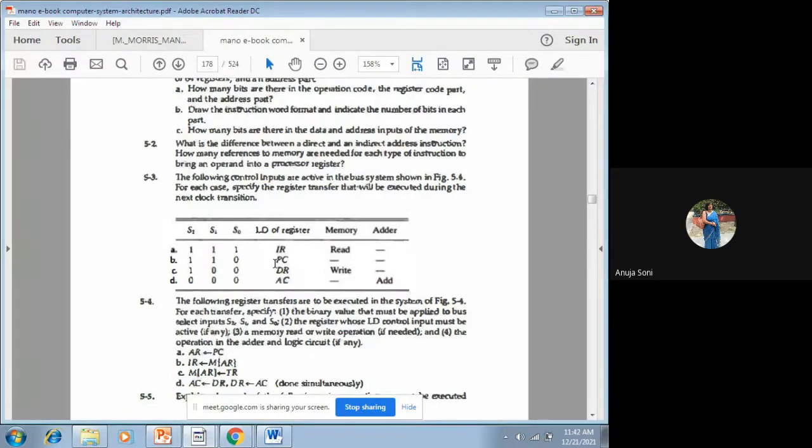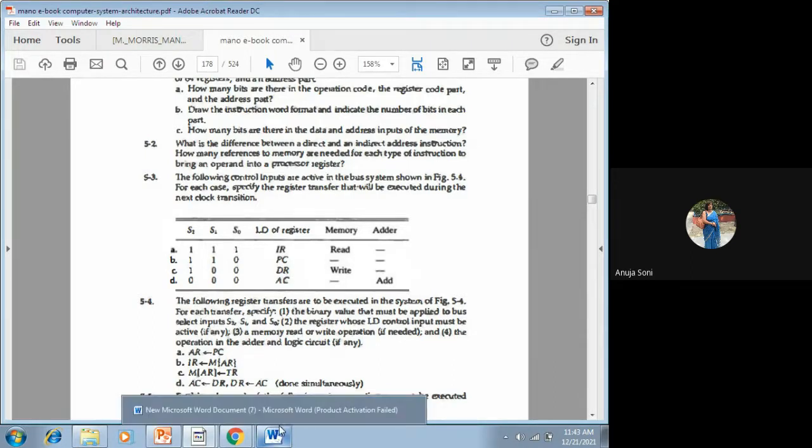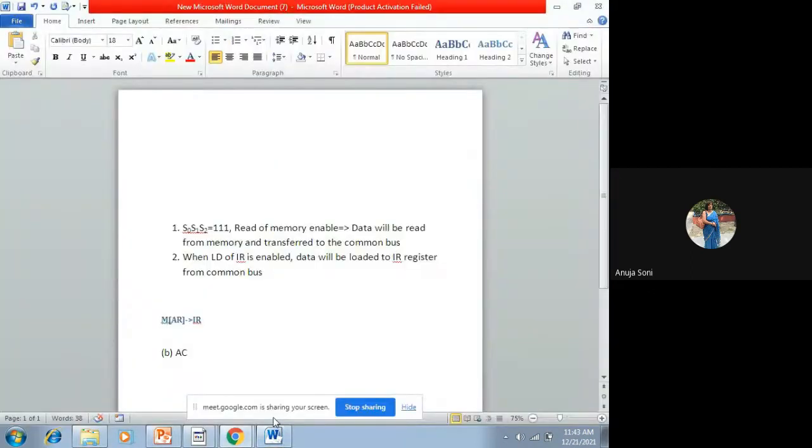Data will be read from AC. Why? Because the value written in S0 S1 is 100, that is, it stands for value 4, and 4 is written in front of AC. Data will be read from AC and placed on the common bus. Afterwards, the load signal of register DR is enabled, as well as the write signal of memory. Now data will be written at 2 places.